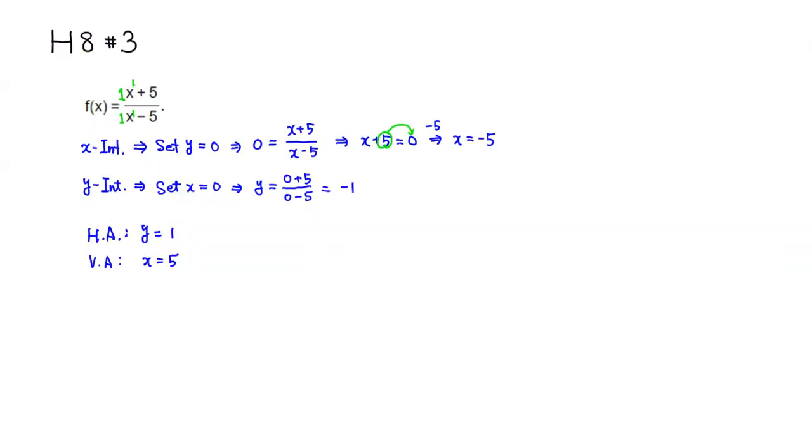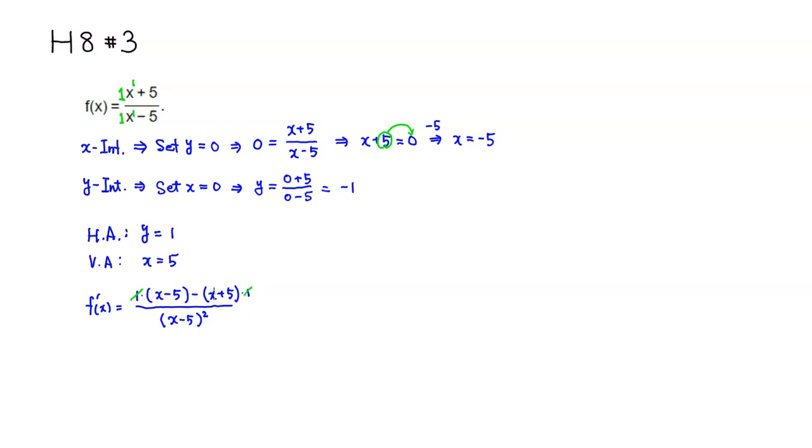Then we want to look at the increasing and decreasing behavior by looking at the first derivative. So let's take the first derivative. f prime of x is equal to, using the quotient rule, the bottom squared, so you have x minus 5 quantity squared. The derivative of the top is 1, times the bottom, x minus 5, minus the top, x plus 5, times the derivative of the bottom, which is 1. The 1 really doesn't do anything, so I'm going to scratch that.